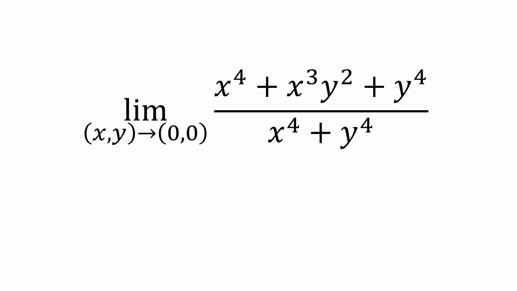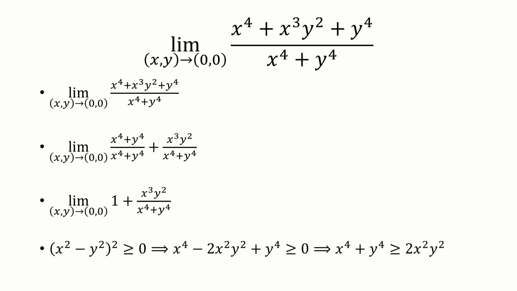In this video, we want to find the limit as (x, y) approaches (0, 0) of (x^4 + x^3 y^2 + y^4) over (x^4 + y^4). And notice if I plug in 0 for x and y, I get 0 over 0. So I want to somehow change this fraction up by splitting it up and simplifying it.